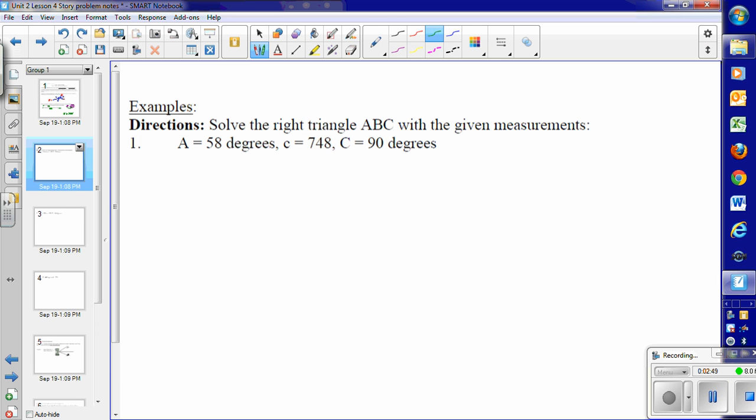The first one says solve the right triangle. This is actually a little bit of information. It's telling us we have a 90-degree angle. And you see that is written right here as well. Solve the right triangle ABC with these measurements.